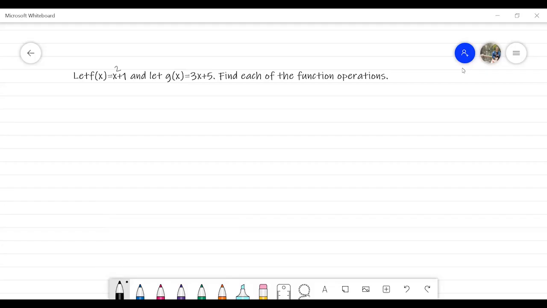Okay, so we're looking at two different functions here, and we want to find each of the function operations. So remember that's addition, subtraction, multiplication, and division. So let's just go through those in order.